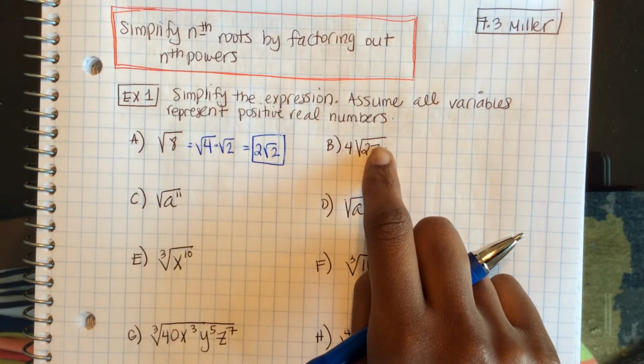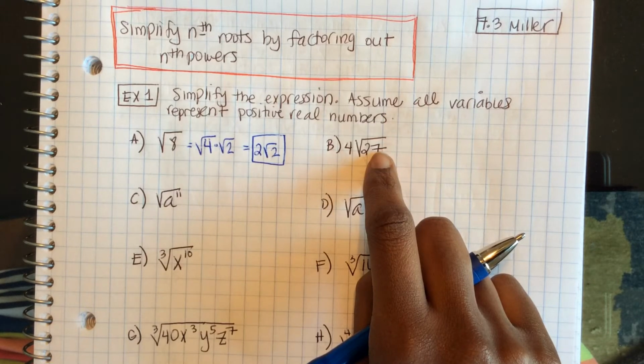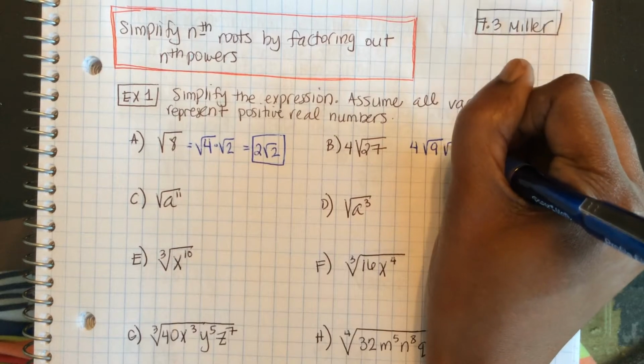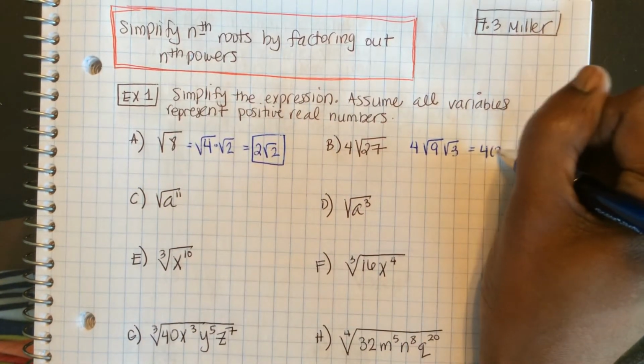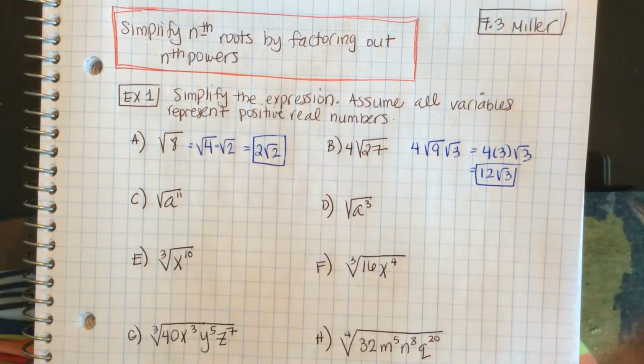So here, 4 times the square root of 27. If I'm simplifying the square root, I need to factor out a perfect square. A perfect square factor of 27 is 9. So this is 4 square root of 9 times square root of 3. Square root of 9 is 3. So this is 12 square root 3.